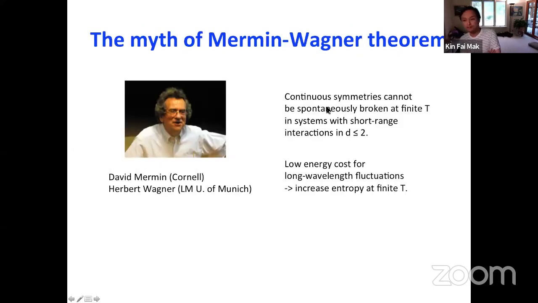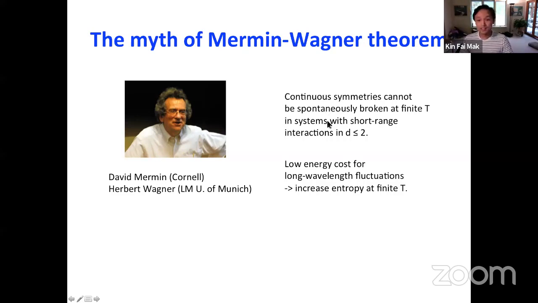Okay, so I'll begin with our discussion on the control of spins by electric fields in two-dimensional magnetic materials. And when we talk about magnetism in two dimensions, there is always this myth of the Mermin-Wagner theorem, which was proposed by David Mermin and Herbert Wagner in the 1960s, actually a long time ago.